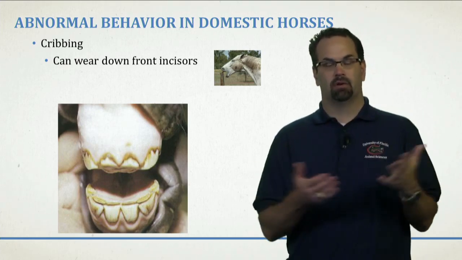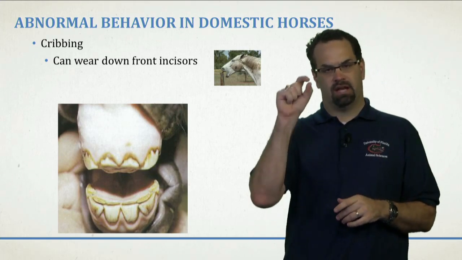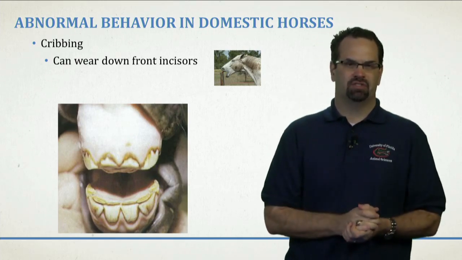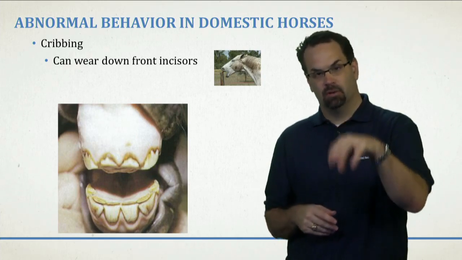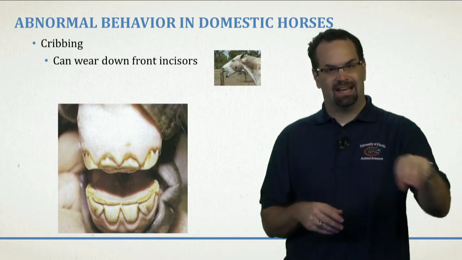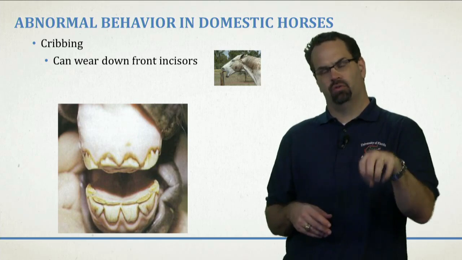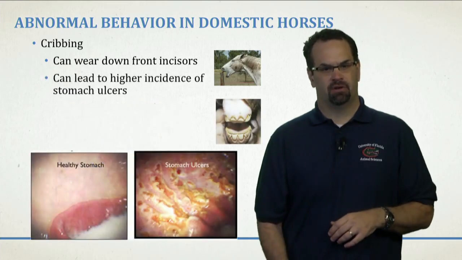And if anybody's ever had a cribbing horse, and I've seen this personally, they wear down those front teeth. And the problem is if they're out on pasture somewhere, they're going to have a hard time nibbling grass, the forage they're trying to get at. And so they'll have a really, really difficult time trying to get mouthfuls of forage. So again, that's very, very detrimental to their health.